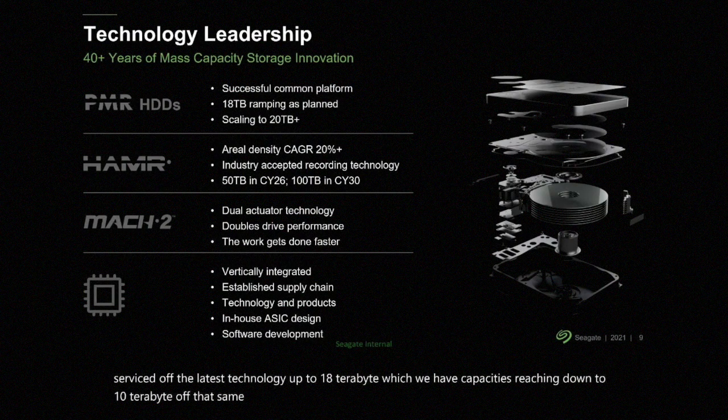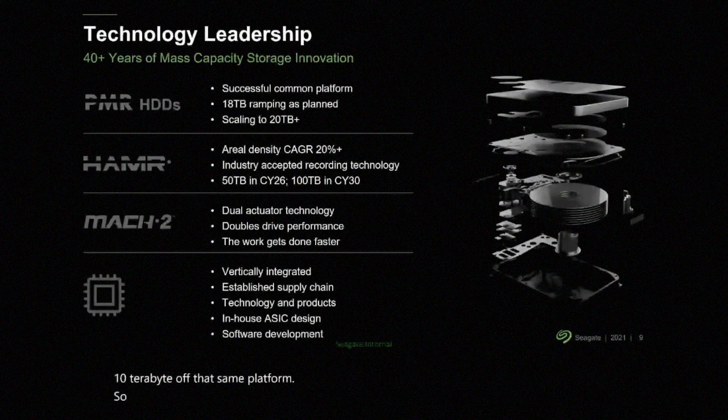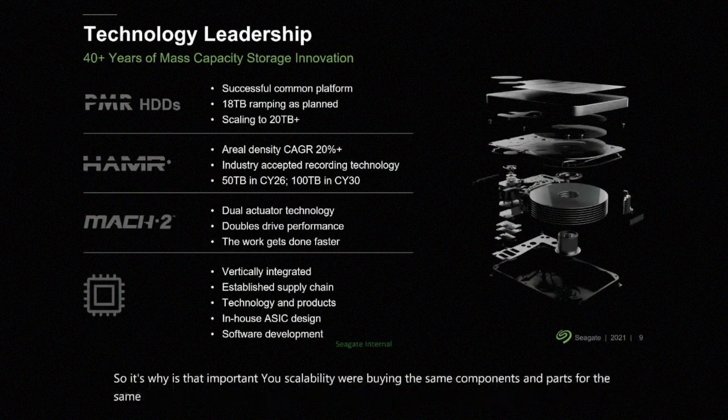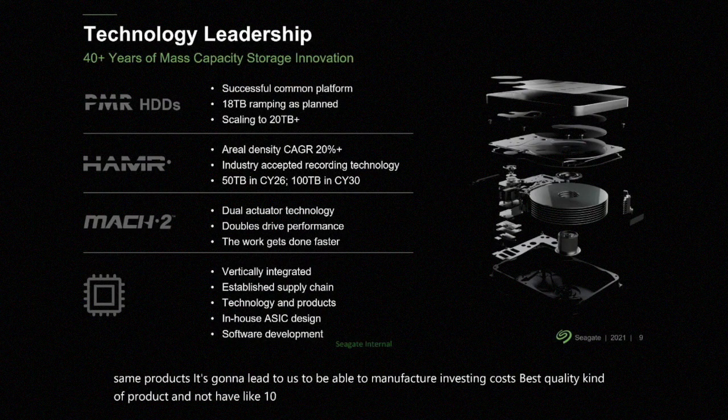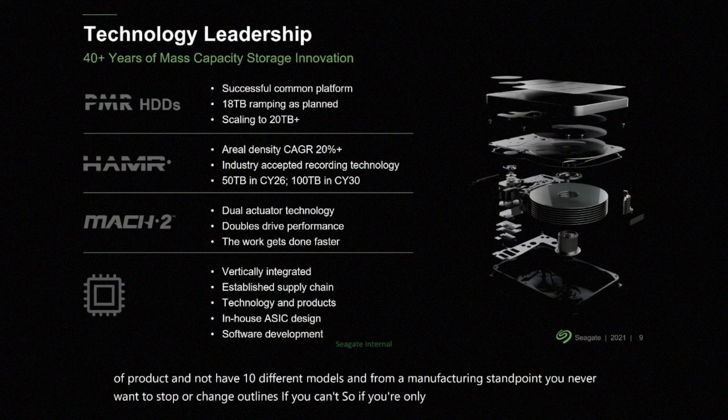So why is that important to you? Scalability. We're buying the same components, the same parts for the same products. It's going to let us manufacture the best in cost and quality, and not have 10 different models. From a manufacturing standpoint, you never want to stop and change out lines if you can. So if you're only producing 1, 2, 3 models, it's better for you.